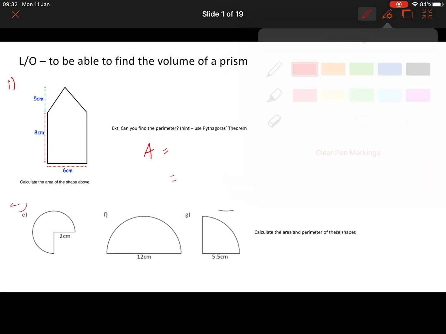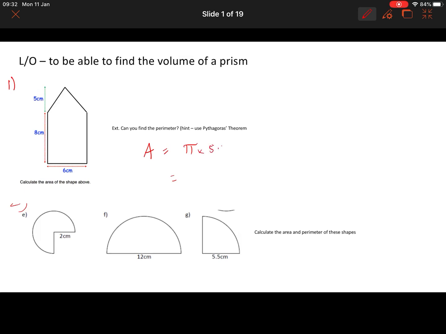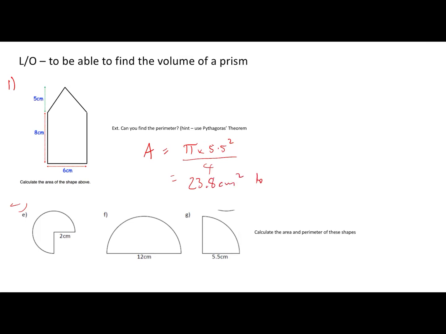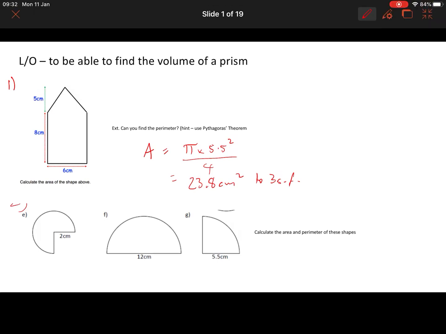Okay? And the last one. Hopefully you're getting the idea now. This one is 1/4 of a circle. So pi times the radius of what would be the whole circle. And it's 1/4 of a circle, so just divide it by 4. Okay, put that into your calculator. Pi times 5.5 squared. Divide your answer by 4. And I get 23.8 centimetres squared to three significant figures.